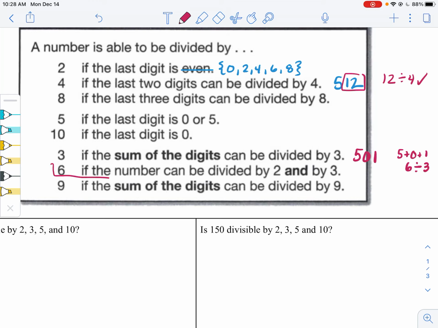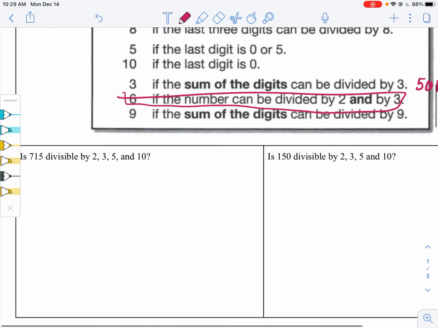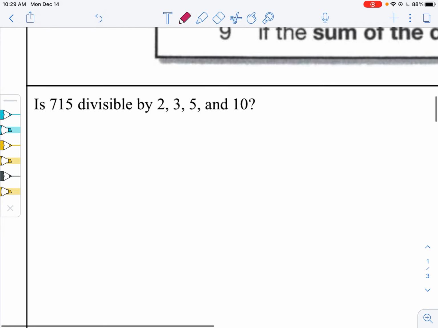And the last one is 6. 6 is if it can be divided by 2 and 3. So you have to test if it's even, if it is divisible by 2, and test if the sum of the digits is divisible by 3. If it is divisible by both 2 and 3, then it is divisible by 6. Okay, so let's take a couple of examples here.